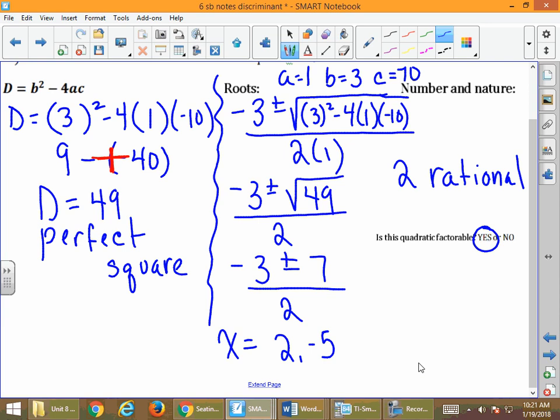Once again, perfect square. If we get the perfect square for a discriminant, we get 2 rational solutions. And you may see sometimes 2 real rationals. So I'm going to leave it at that. That's our first situation.